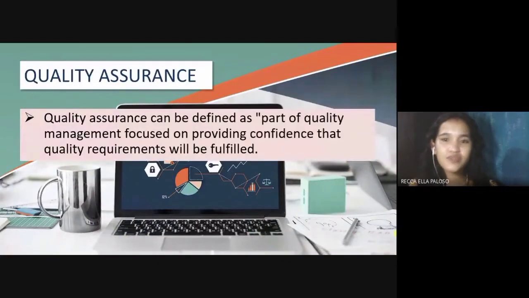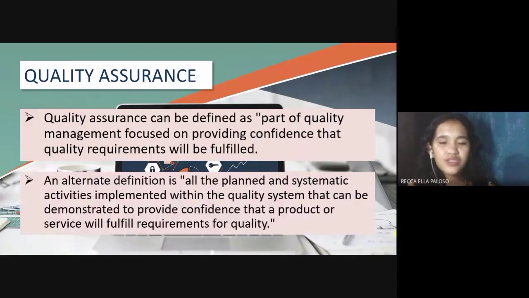Quality assurance can be defined as part of quality management focused on providing confidence that quality requirements will be fulfilled. Having the confidence of quality assurance is twofold. The first is internally to management, and the second is externally to customers, governments, agencies, regulators, certifiers, and third parties. An alternate definition is all the planned and systematic activities implemented within the quality system that can be demonstrated to provide confidence that a product or service will fulfill requirements for quality.